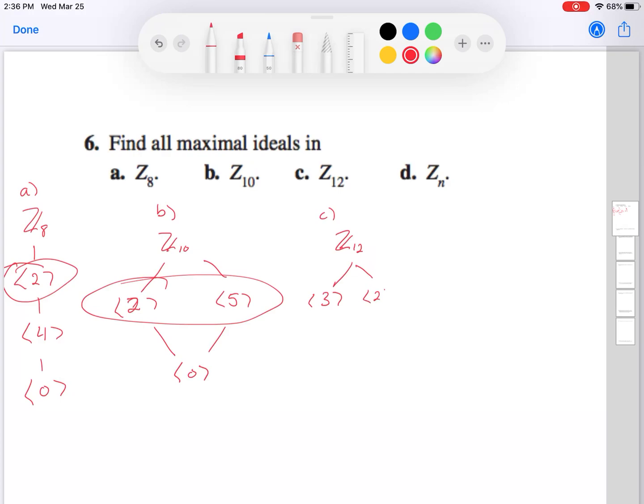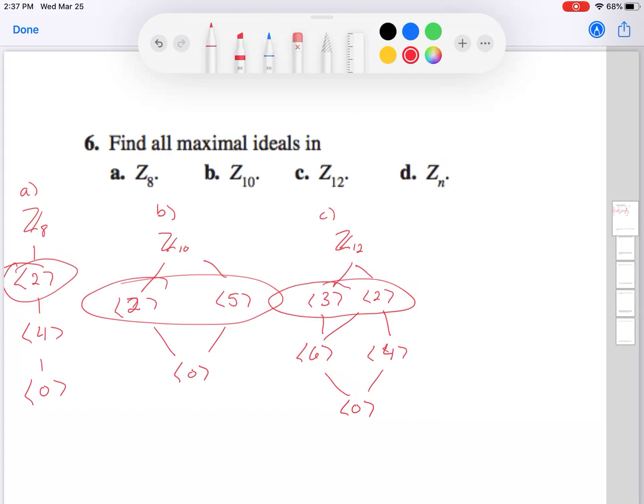Z12, we have 3, and we have 2. Let's see, 6 is below both of those. 4 is below just 2. And then 0 is below both of them. So for maximals, we have those 2.